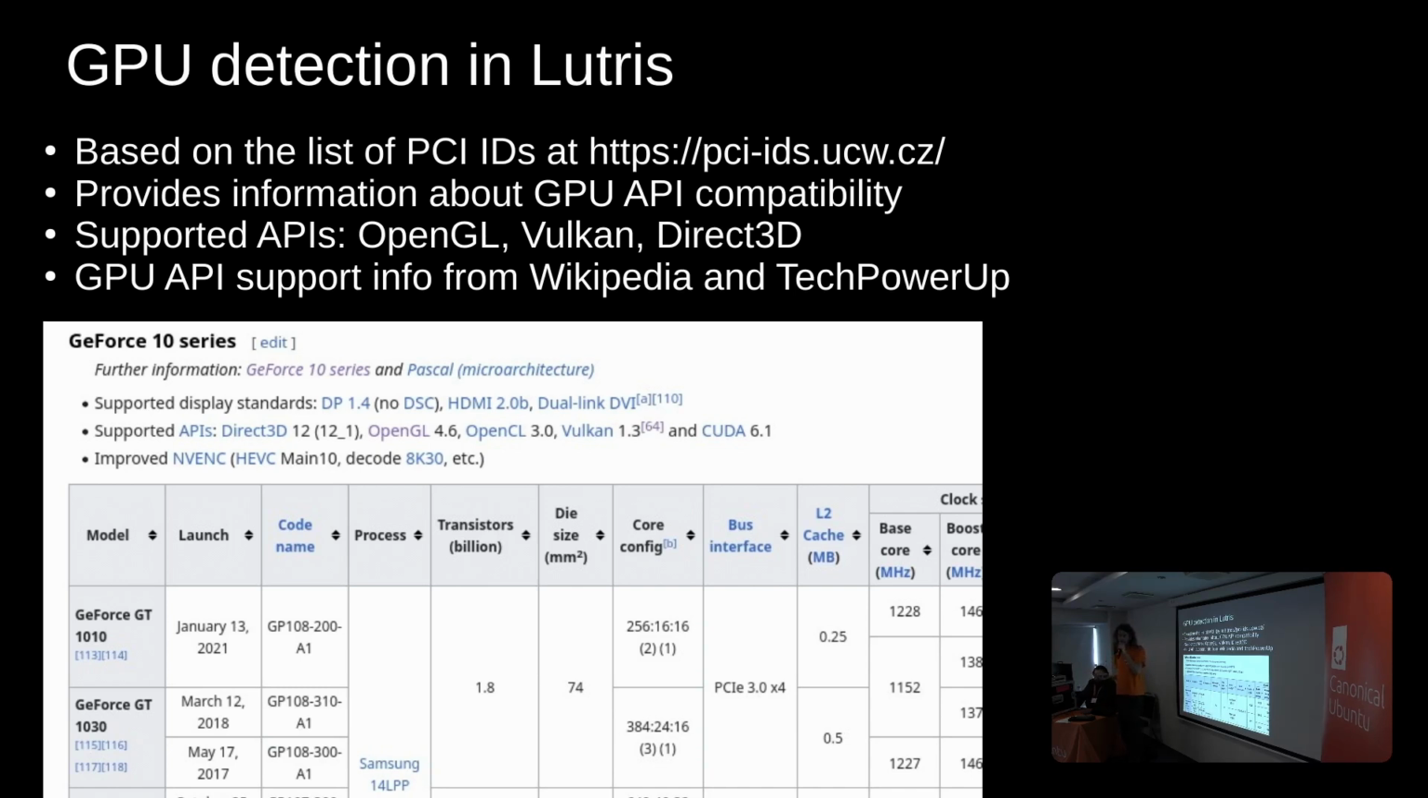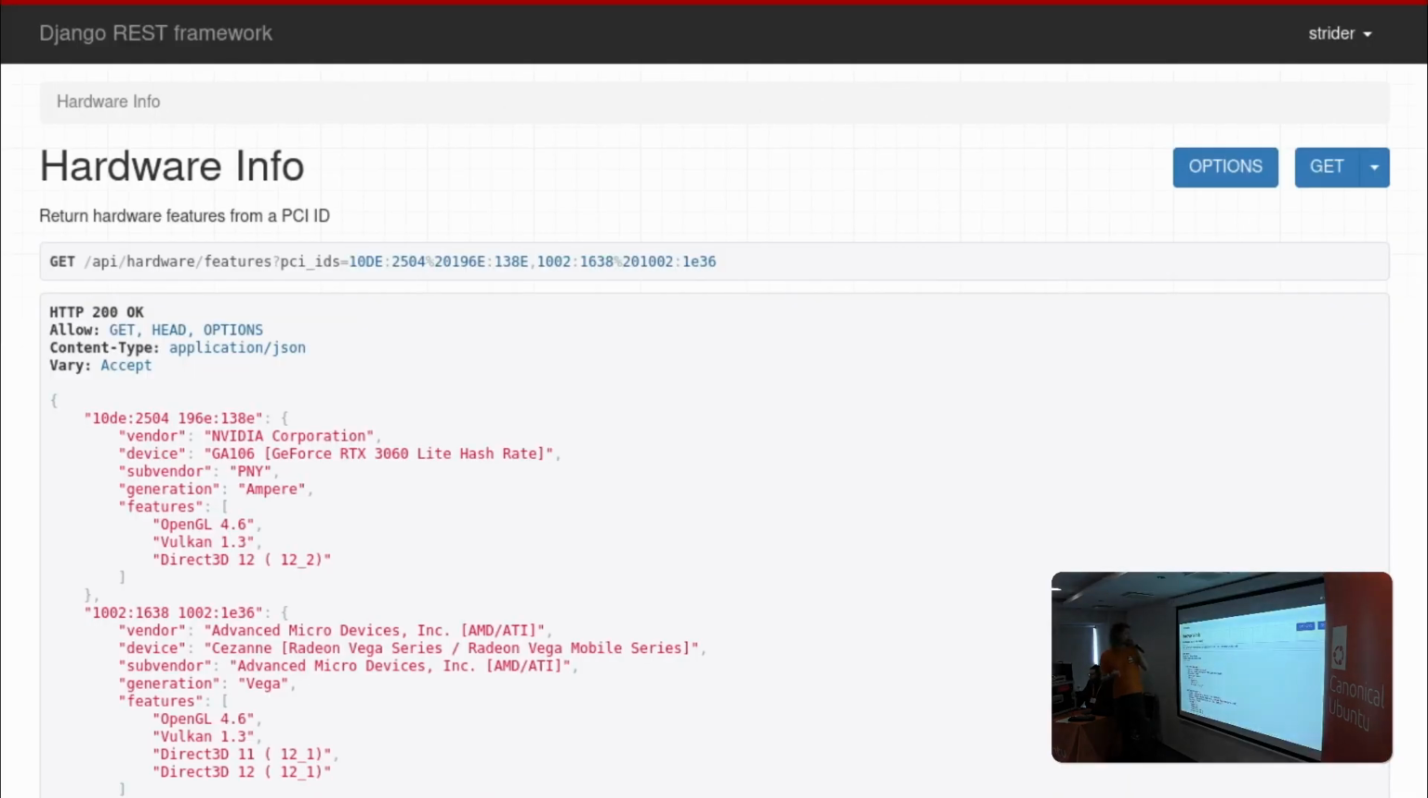So you can get this information from Wikipedia. Here you have a screenshot of the GeForce and which APIs they support. I also did that for AMD. For Intel, it's a bit complicated. There's too many chipsets of Intel, so we still need some information.